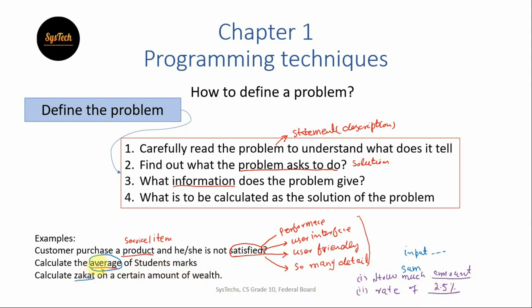So the problem, there were three problems. Number one, it was a general problem about product. It was the average problem for calculating average, and the third one was the zakat. So we solved all of these problems after identifying them.